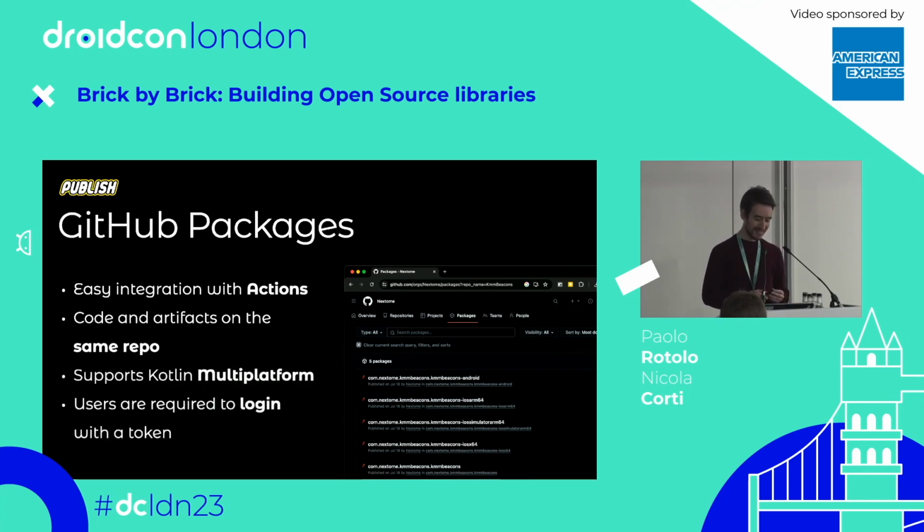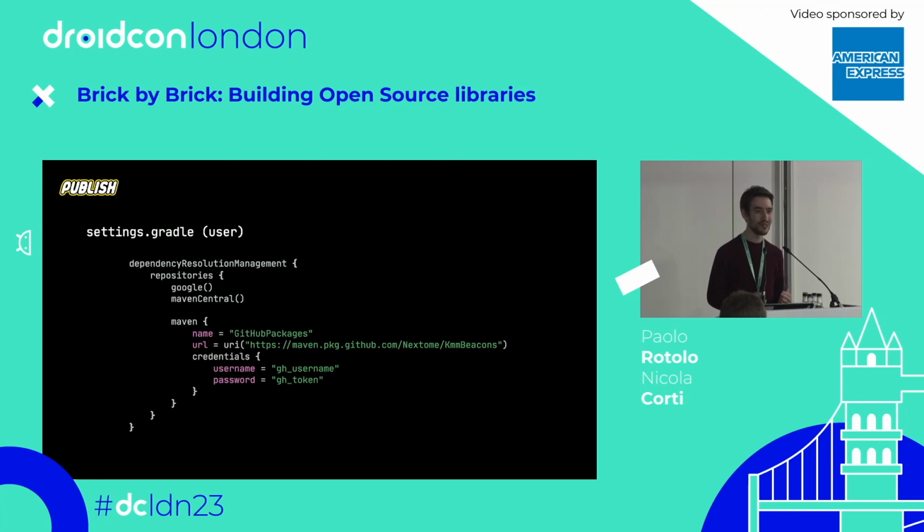But the issue with GitHub packages is that users are required to provide a token each time they want to use your repo. So the code in your build Gradle will look a little more like this from the client point of view. So it is required to pass parameters, auth parameters, even if your library is open source.